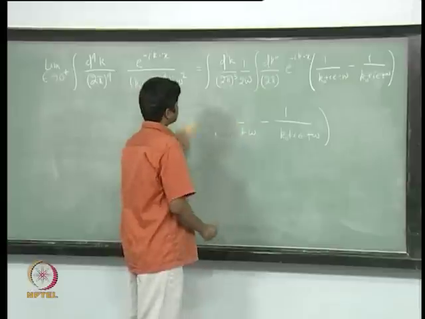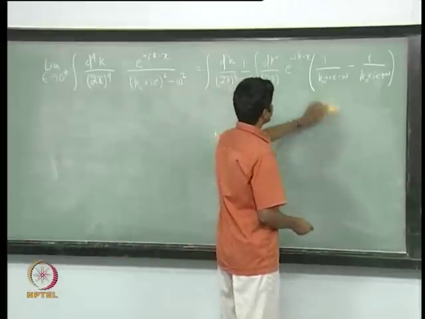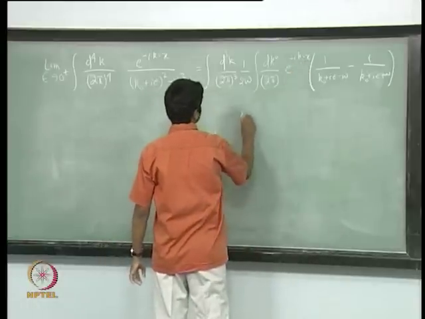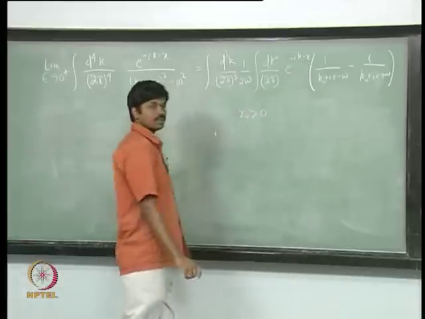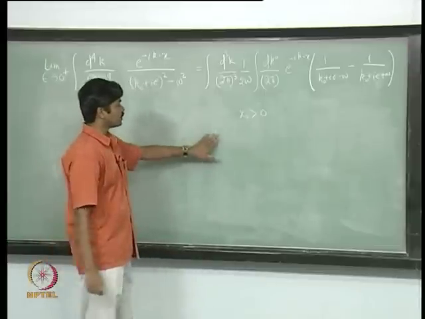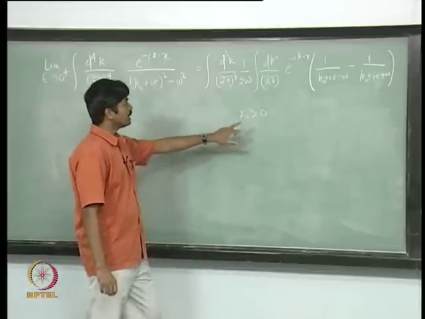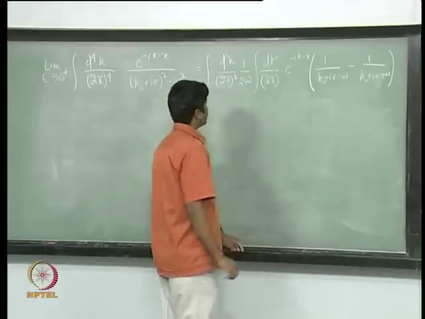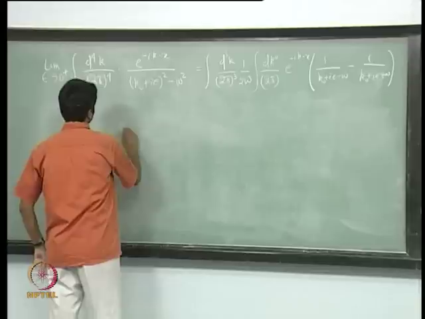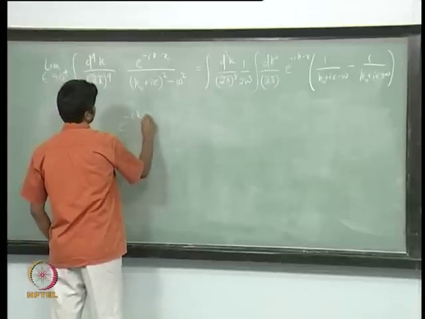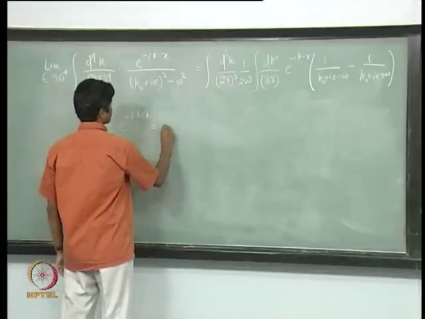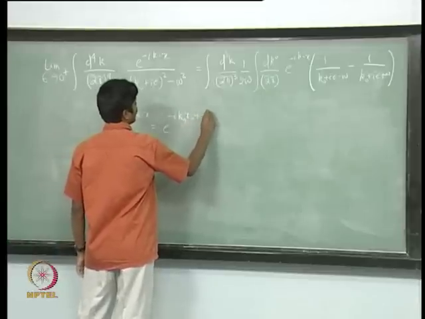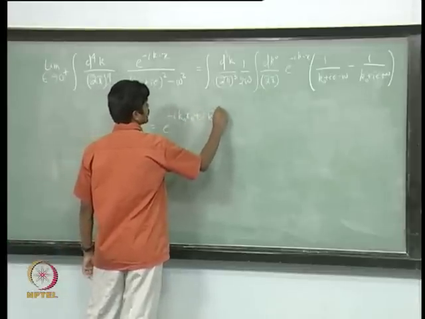Now, the value of this integration depends on whether x0 is positive or negative. If x0 is positive, then you can show that... So, what is the argument here? e to the power minus i k dot x, which is e to the power minus i k0 x0 plus i k vector dot x vector.